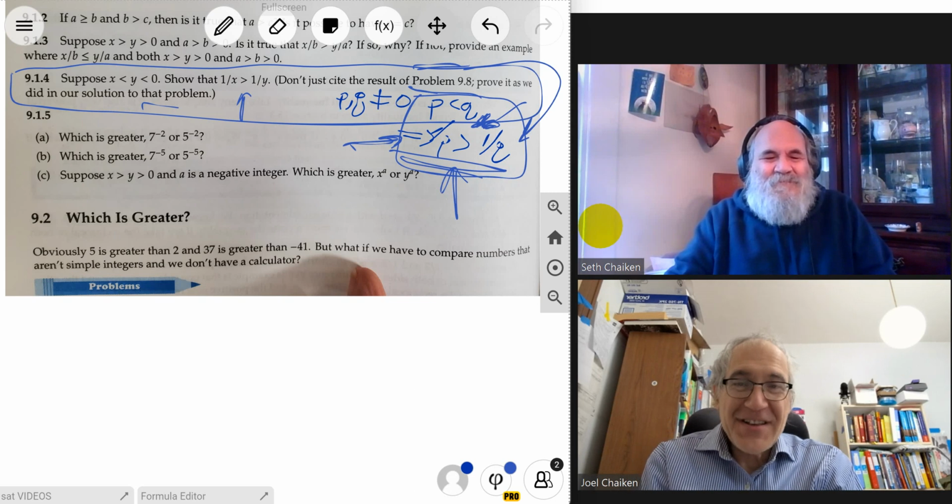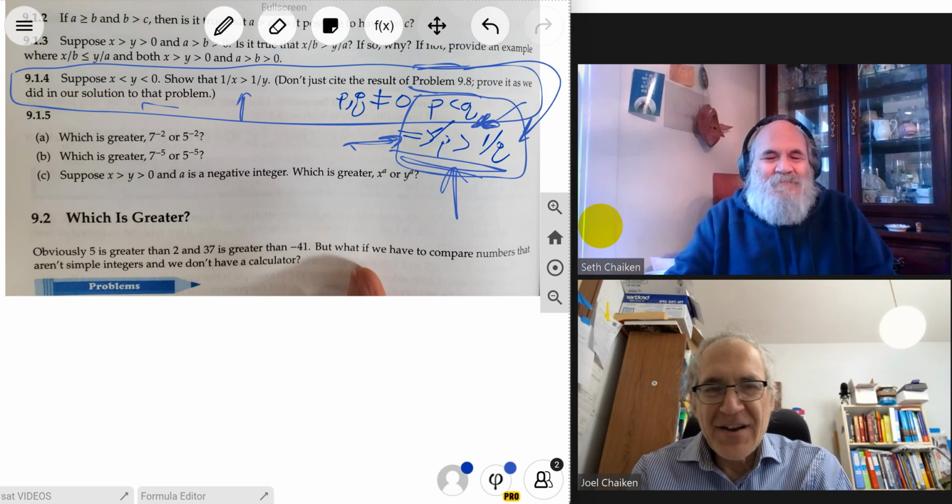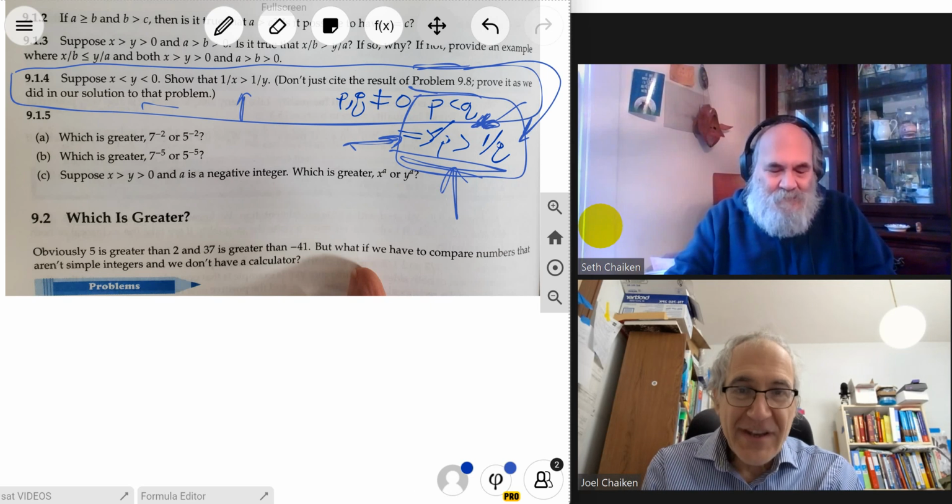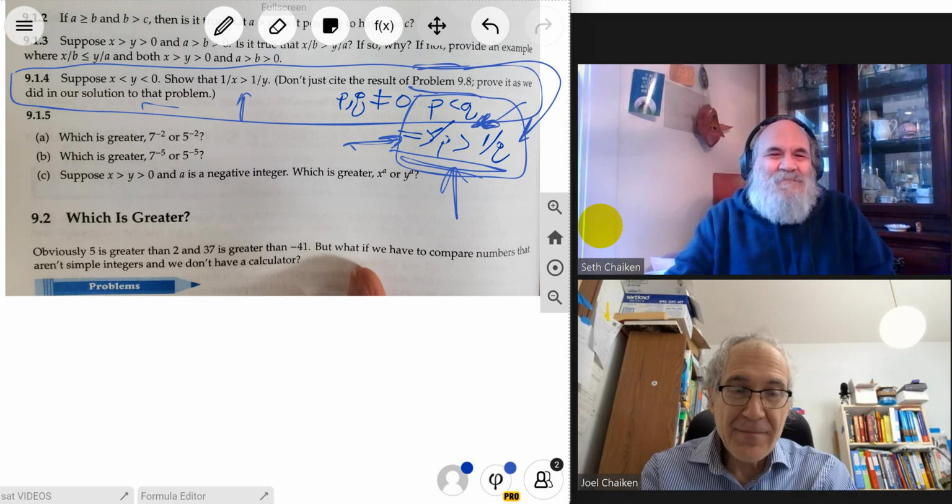So that actually is the approach to this problem: don't try to be a hero and go in there and try to figure it out. You read 9.8 and then you figure it out. And believe it or not, then it's actually very doable. Okay? So that's the approach. Now, should we look at 9.8?